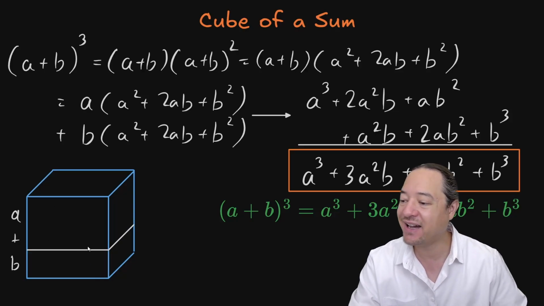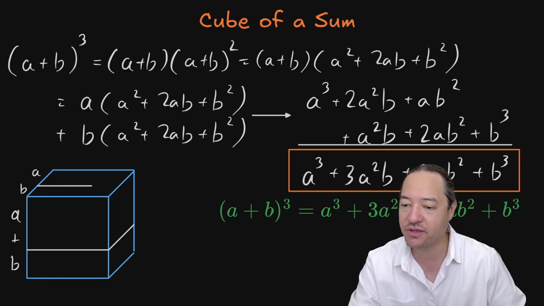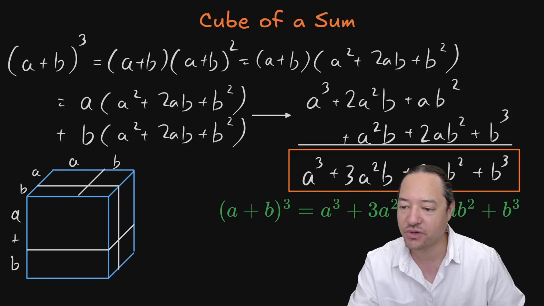And then you can look at the other sides, okay? So let's look at this side over here. Let's say that this is our a plus b. So we'll draw another line like this, right? So that'll be some a plus b. And then finally, you can look at the top side here. Let's say this is our a and b. So let's draw it sort of like this.